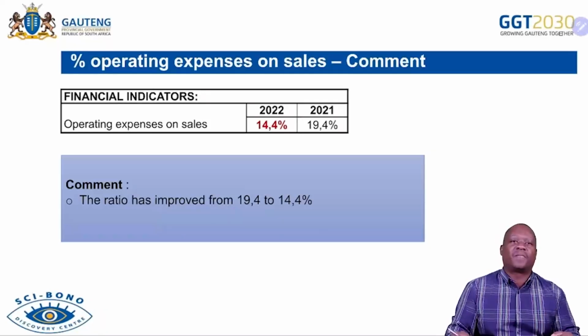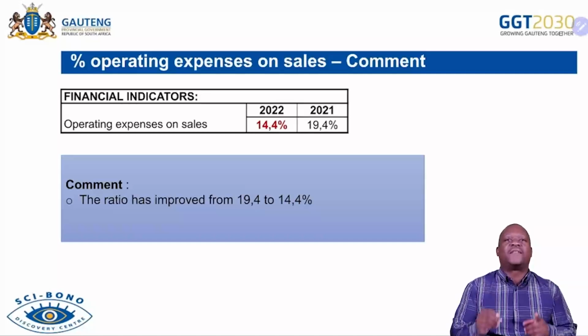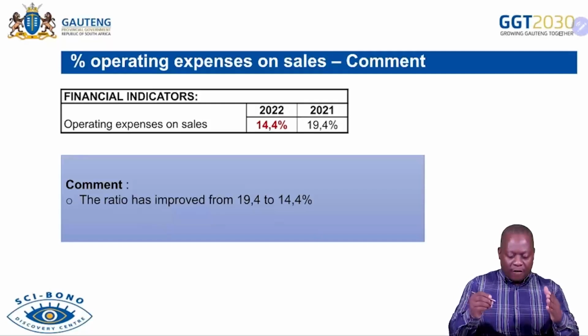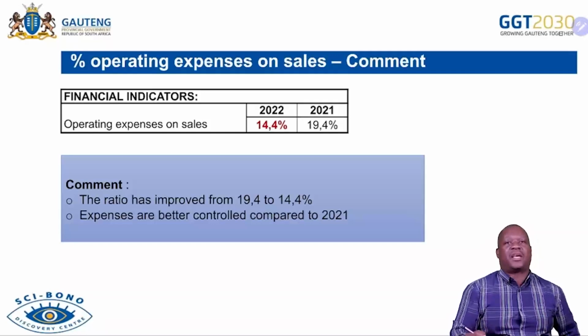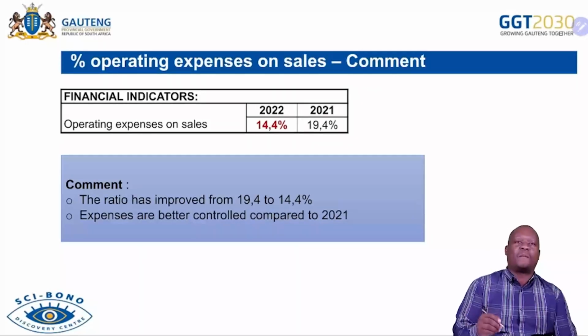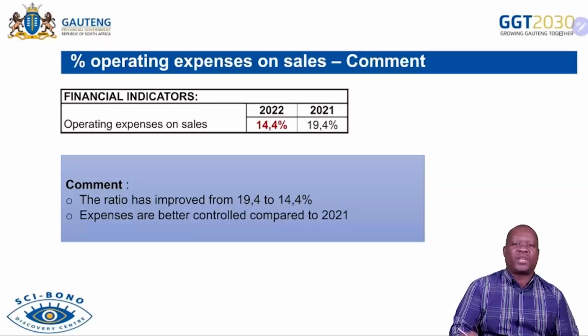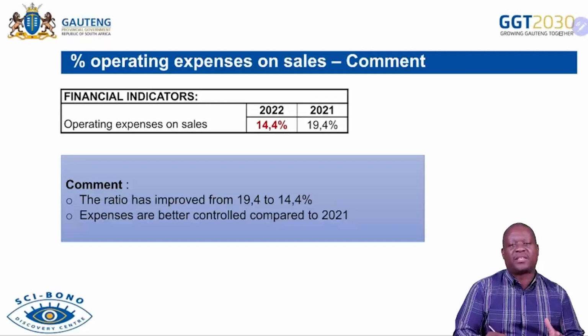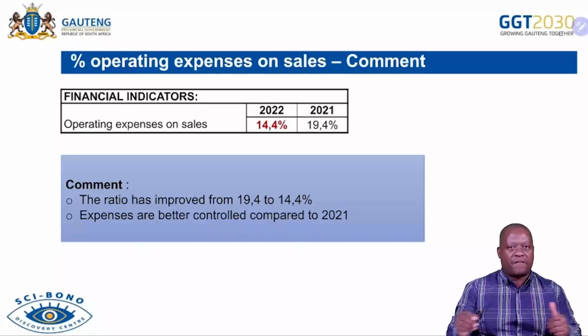Remember, this is accounting. You cannot just tell us it has improved, or it has increased or decreased. You need to give us figures for us to be in a position to say this is an acceptable response. So we are looking into figures. Support your answers with figures. So we can safely say expenses are better controlled in 2022 compared to 2021. Expenses are better controlled in the current year compared to the previous year. A very good thing, a positive trend.